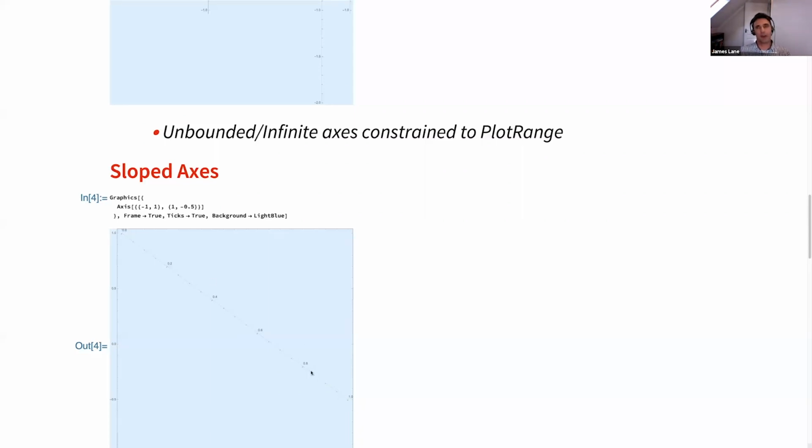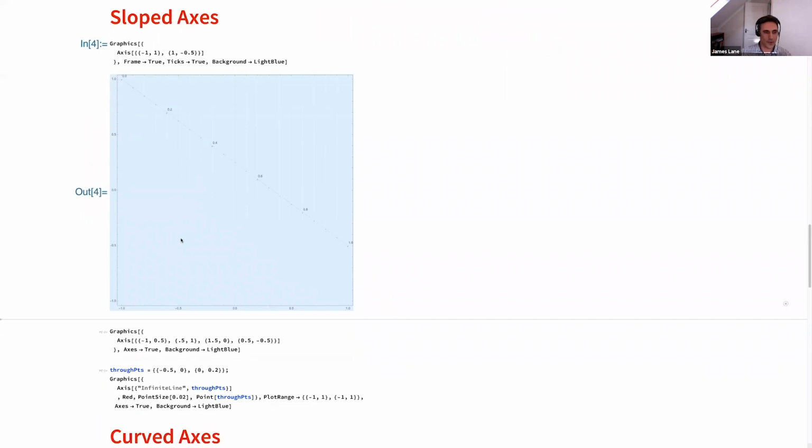We'll come to all the variations of placing the scale and the direction of that scale along those axes, but here you can see it's just a simple sloped axis.